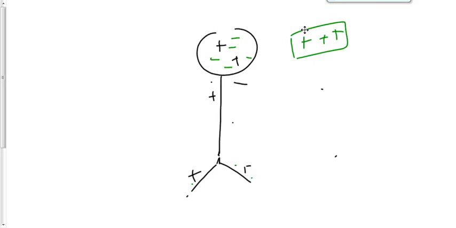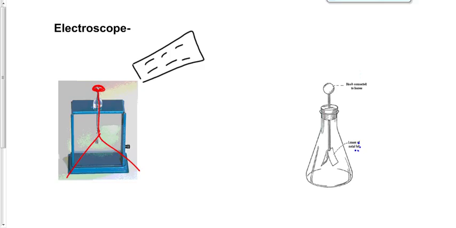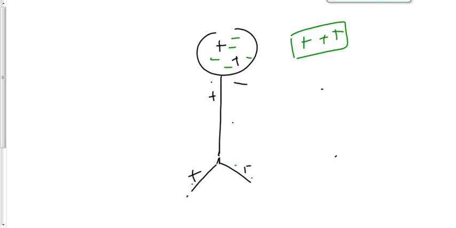This electroscope doesn't tell us how much charge we have. It doesn't measure charge. It just detects charge. It tells us whether we have charge present or not. That's it. Now, how would we change this to make it permanent?